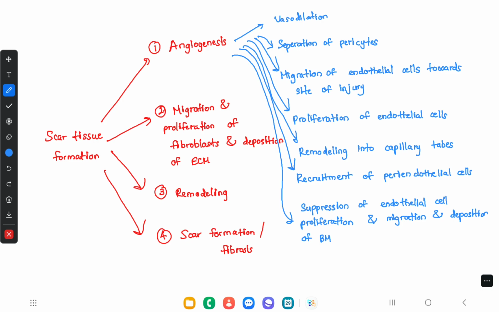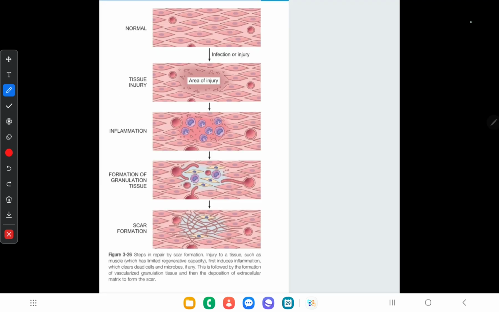Then the next step is separation of pericytes, then the migration of endothelial cells towards the area of tissue injury, then the proliferation of endothelial cells, and then remodeling into capillary tubes, and recruitment of periendothelial cells, and suppression of endothelial proliferation and migration and deposition of the basement membrane. Those are the steps of angiogenesis.